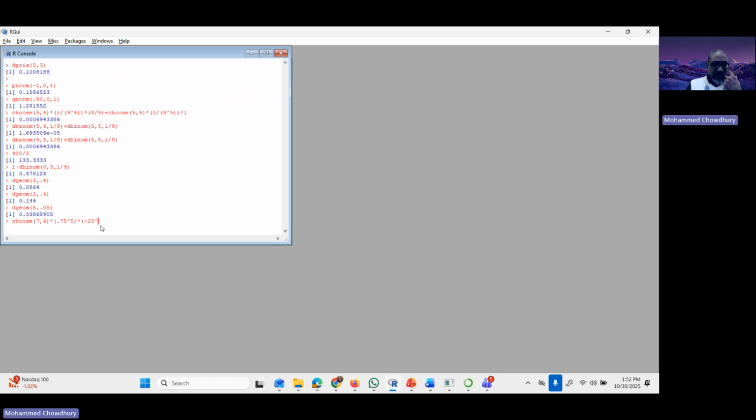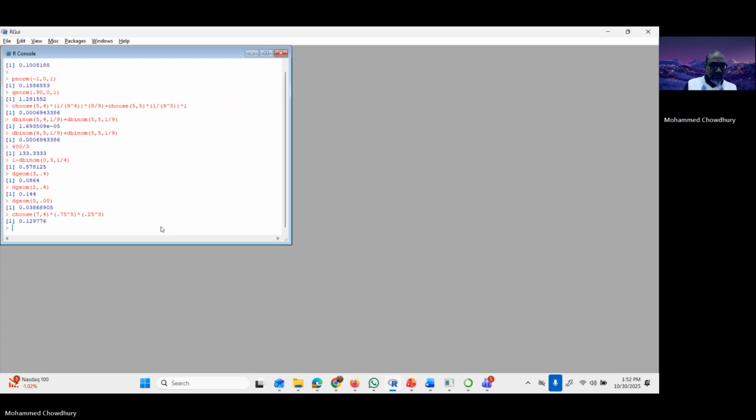That is equal to 5, and that is equal to 3. But I put the greater than sign there, which should be replaced by this, and then this. This is the answer.